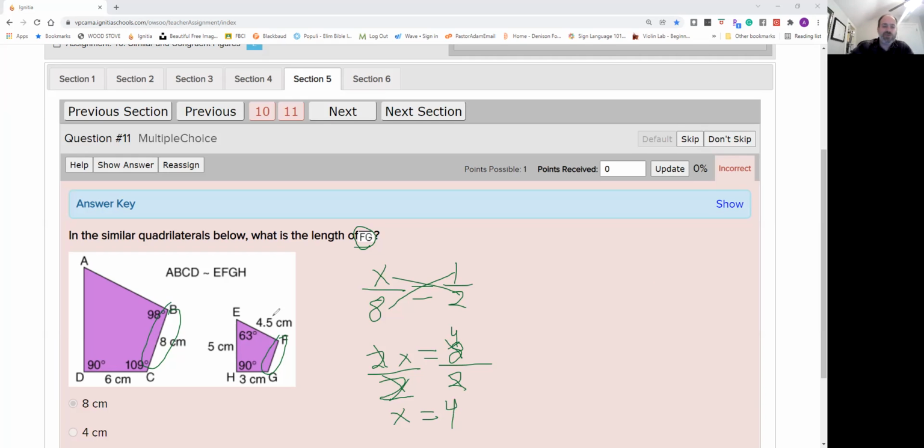And that is how you find the missing side in a set of similar shapes when you use proportionality. I hope that helped, and I hope that you will enjoy continuing on doing all this great math.